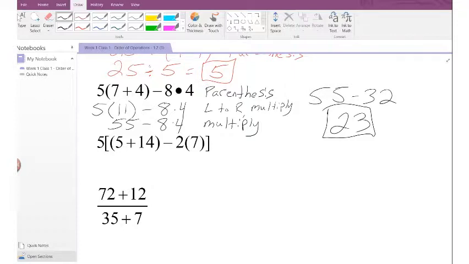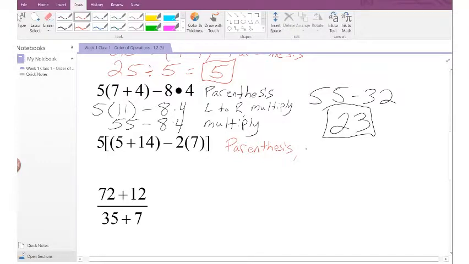Okay, so we got brackets. We've got parentheses inside the brackets. When you're working with parentheses inside the brackets and you're working out the order of operations, we work from the inside out. I'm going to say that again. You work from the inside out. So I'm going to write down parentheses here. And from the inside out, what are we going to do first? We got 5 plus 14 minus 2 times 7. Yep, that's in the parentheses.